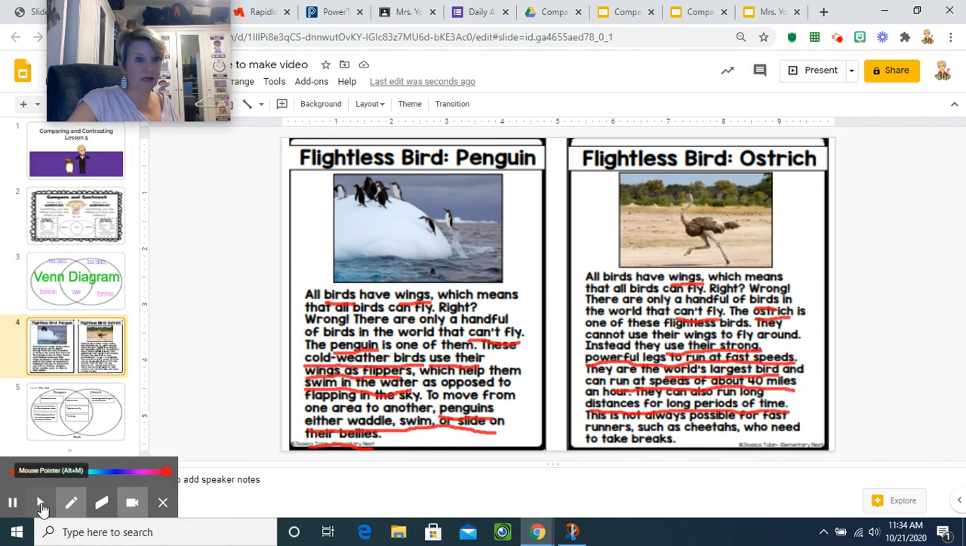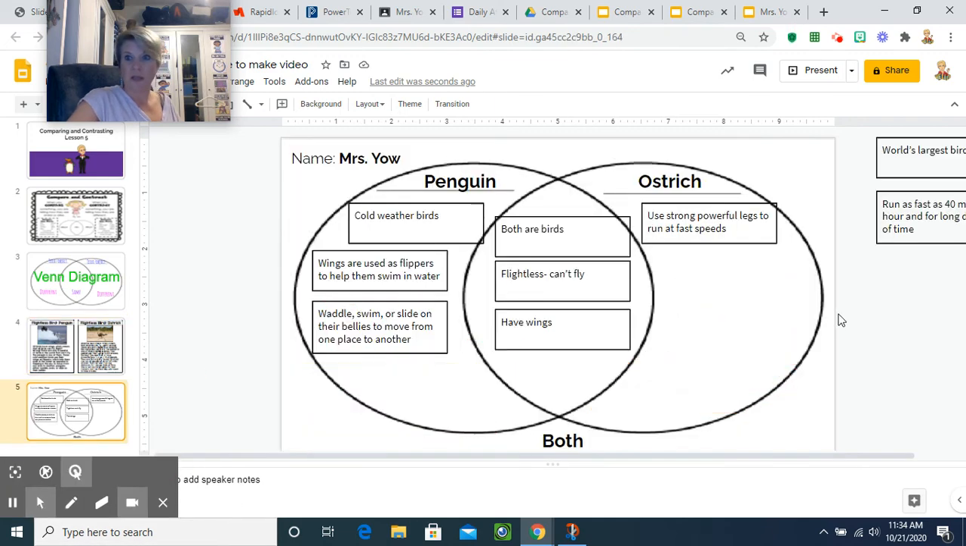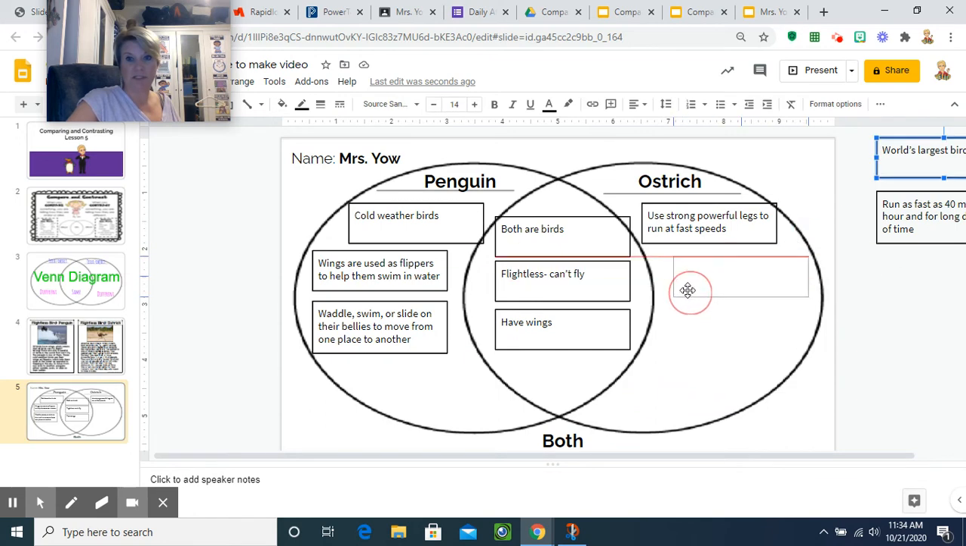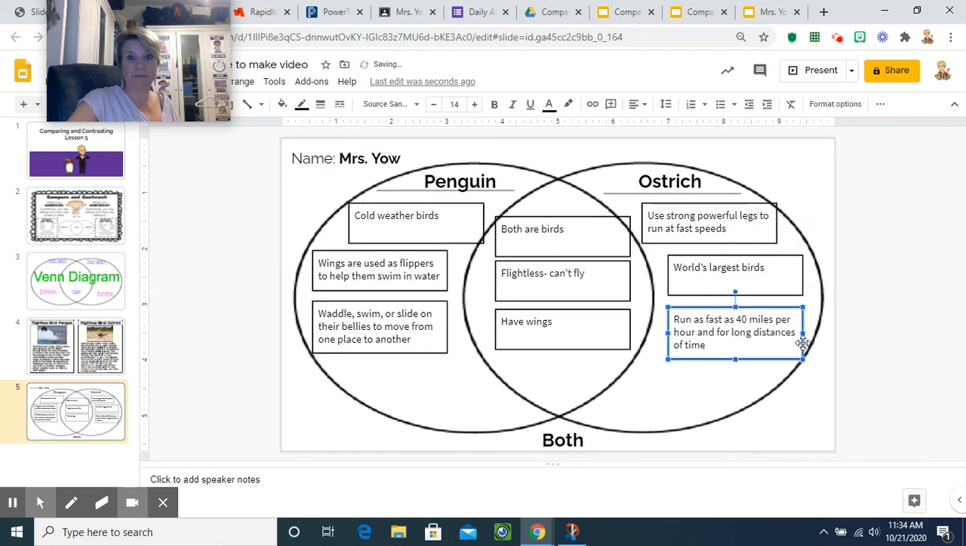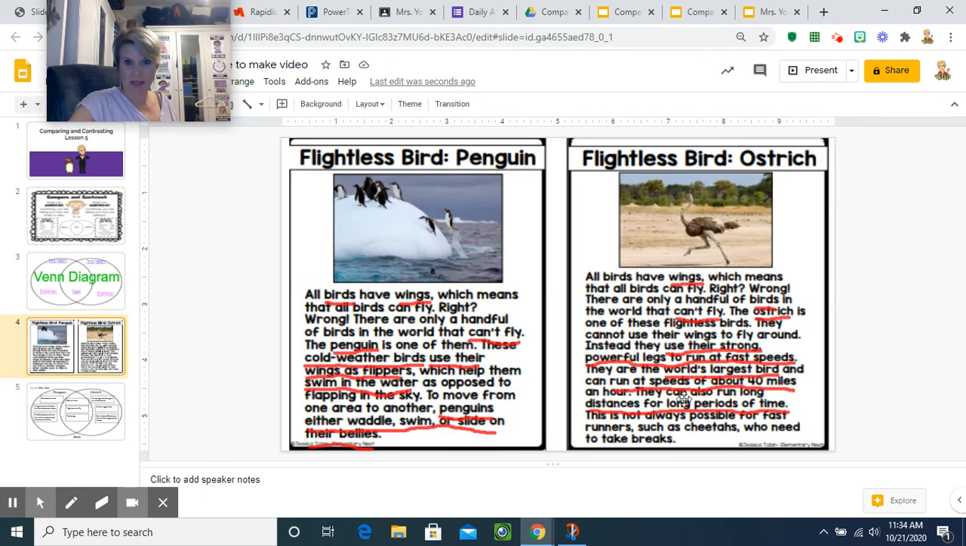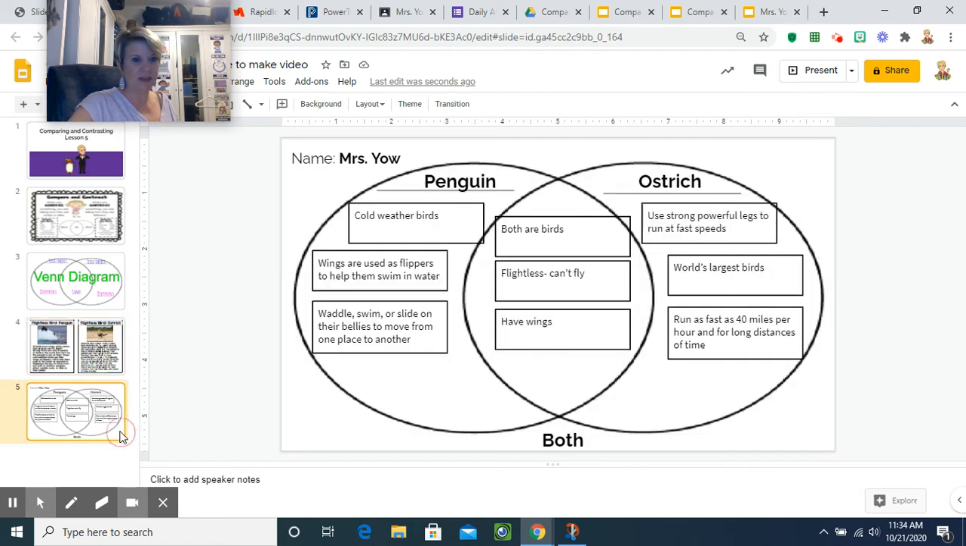So let's go back to our Venn diagram. And I'm going to add world's largest bird. And I'm going to add that they run as fast as 40 miles per hour for long periods of time. All right, let's go back and look. I don't see anything else that's different. I don't see anything else that's the same. So I think you guys have helped me to complete my Venn diagram.